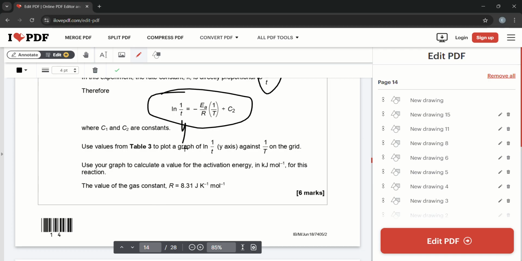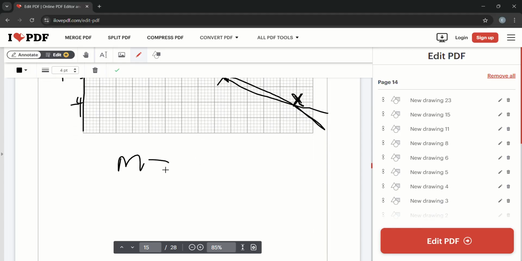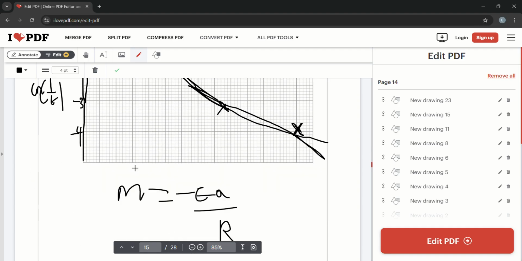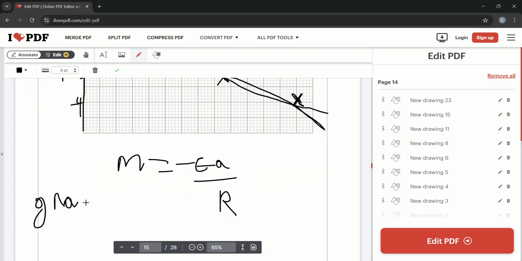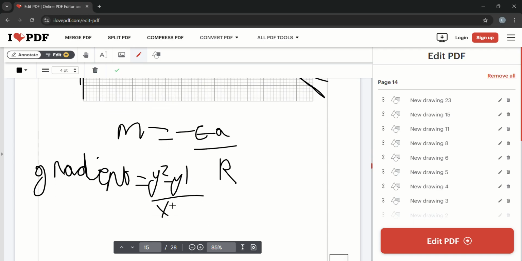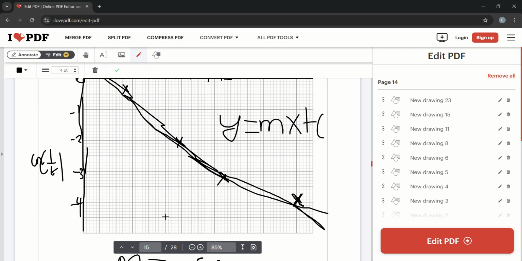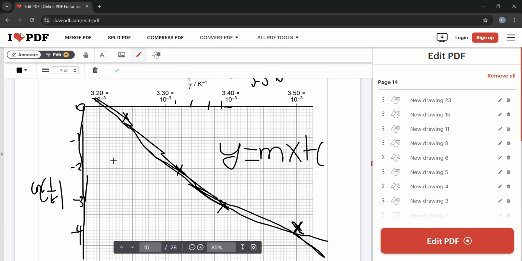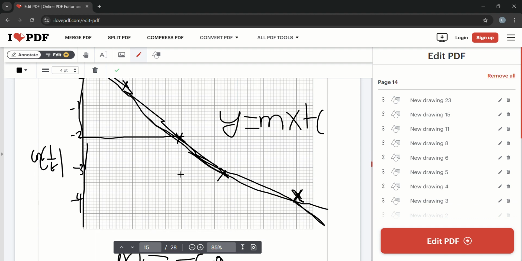Therefore, we know mx plus c. This m, the gradient, is equal to minus Ea over R. So if we find the gradient, how do you find the gradient? We do y2 minus y1 over x2 minus x1. Let's choose, I don't know, these 2 points here and here.